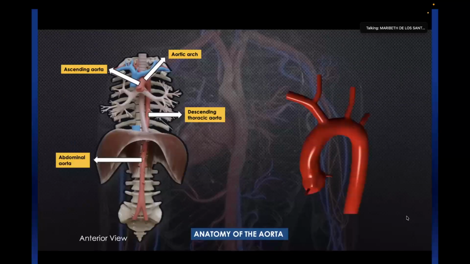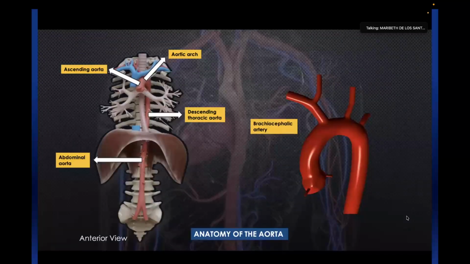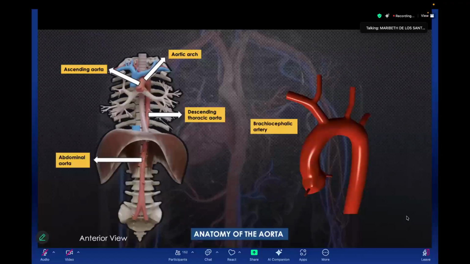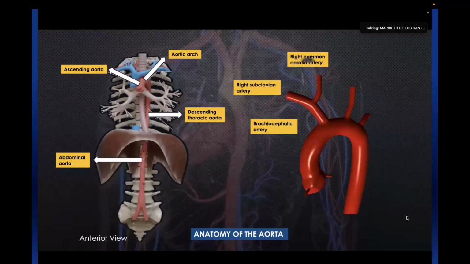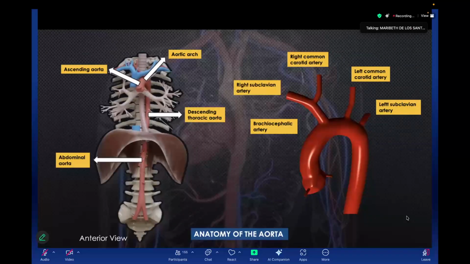And this is very important, the arch of the aorta. We all know that the arch of the aorta, we have the brachiocephalic artery, which divides into the right subclavian artery and the right common carotid artery. Also, a branch of the arch of the aorta are the left common carotid artery and the left subclavian artery.